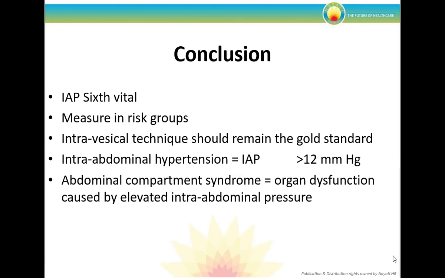Conclusion: intra-abdominal pressure is a sixth vital sign. You'll measure in high-risk groups. The intravesical technique is considered the standard method. Intra-abdominal hypertension is when IAP is more than 12. Abdominal compartment syndrome is when there is organ dysfunction accompanied by any elevated intra-abdominal pressure. It need not be more than 25.